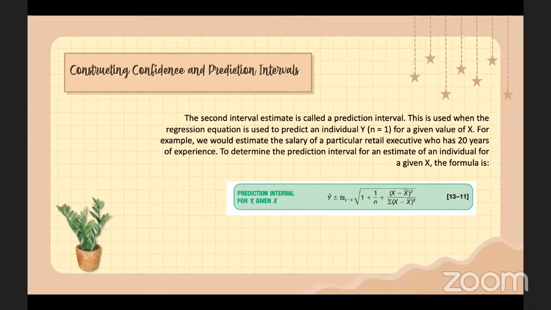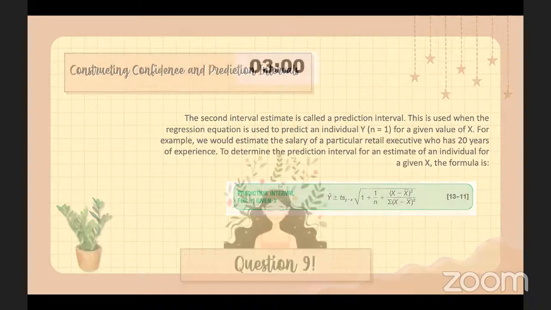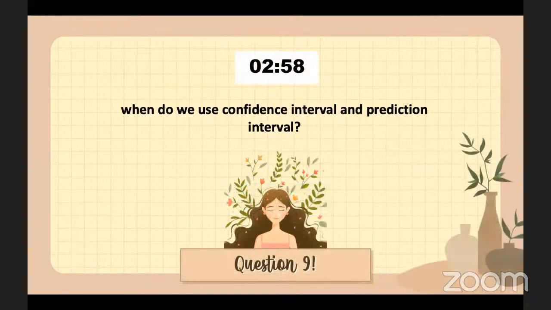And the second interval estimate is called a prediction interval. This is used when the regression equation is used to predict an individual y, n equals 1, for a given value of x. For example, we would estimate the salary of a particular retail executive who has 20 years of experience. And to determine the prediction interval for an estimate of an individual y for a given x, the formula is this. On to the question, when do we use a confidence interval and a prediction interval?